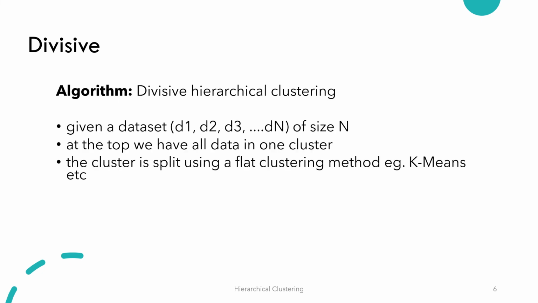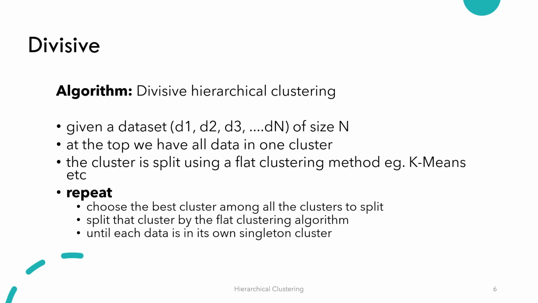Now this is the algorithm for the divisive approach for hierarchical clustering. Here we take the entire data and then we split that into different clusters using another clustering method such as k-means. Now we need to select one best cluster among these clusters to repeat the process. So we split that selected cluster again using a flat clustering algorithm such as k-means, and we repeat this process until the remaining clusters have only one data point in each of them.